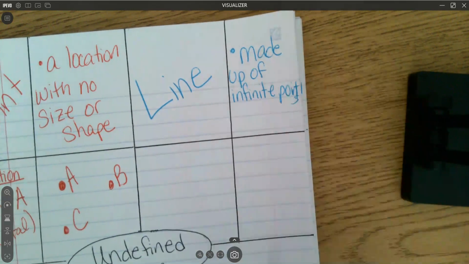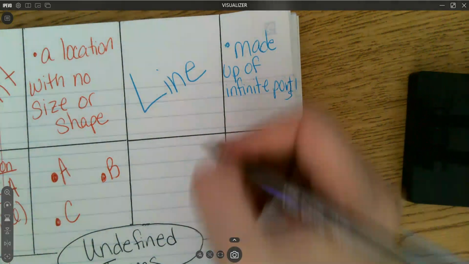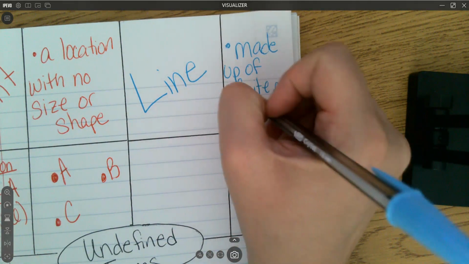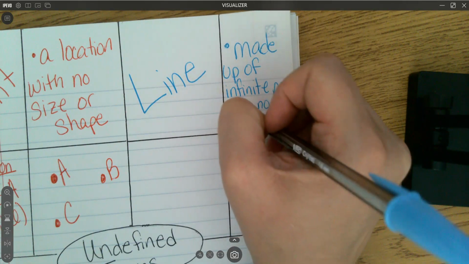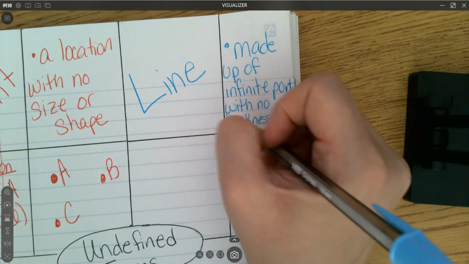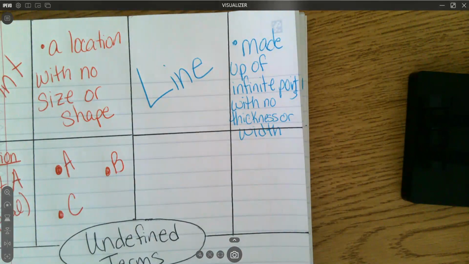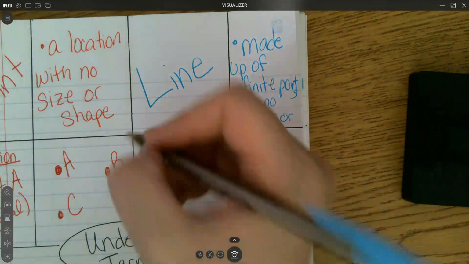And I write too big, and I made too small of a box. Points with no thickness or width. And I promise you, I have practiced writing this over and over again, and I still ran out of room. Okay? So a line has no thickness, no width. So it goes on forever and ever in both directions.